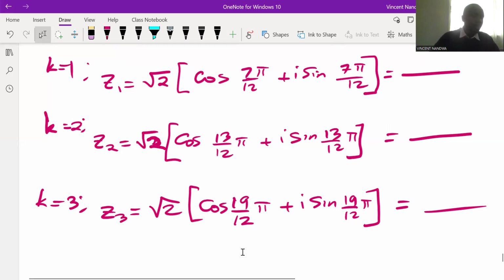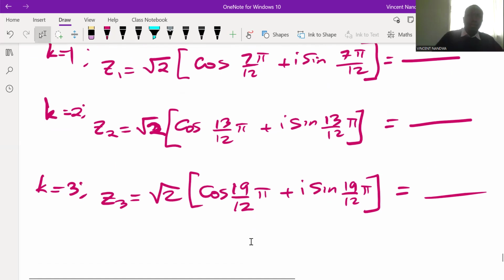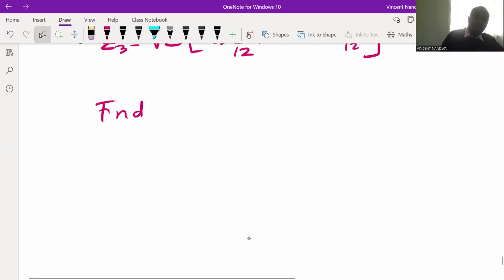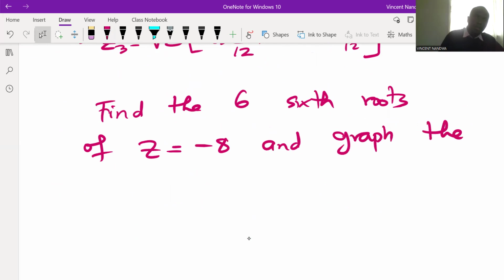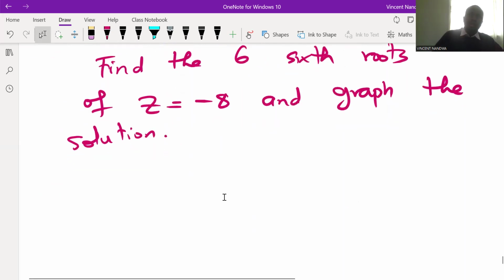And then lastly, find the sixth root of z equals -8 and graph the solution. So solution.